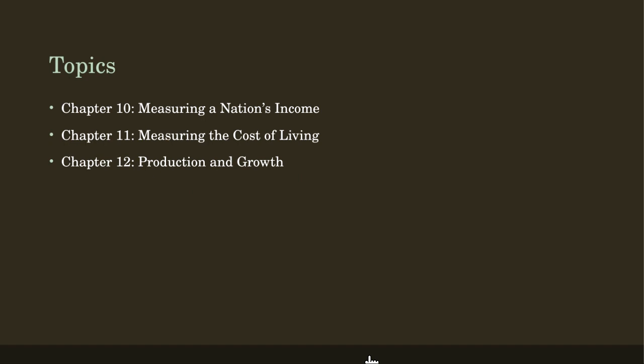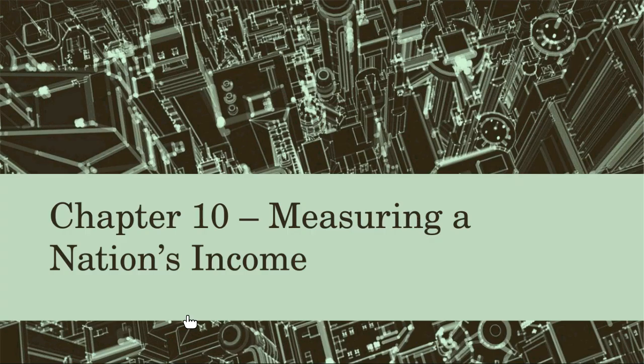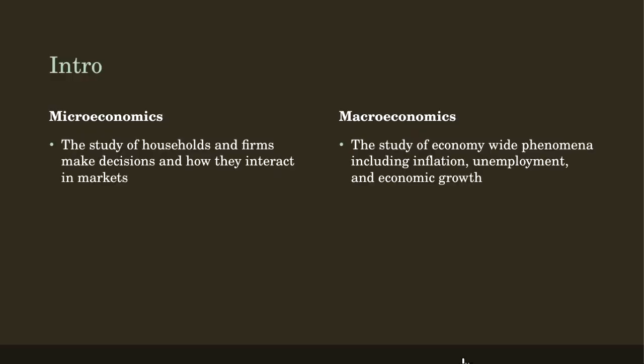But for today, what we're really going to focus on is chapter 10, measuring a nation's income. And so when we started this course, we talked about some concepts that are microeconomics. And microeconomics really focuses on the study of households and firms, how they're making their decisions, and how they interact in markets. And so we were interested in, well, what is a company doing? Why is the company doing this? What determines how they decide? What are households' decisions? What are the challenges that households face?